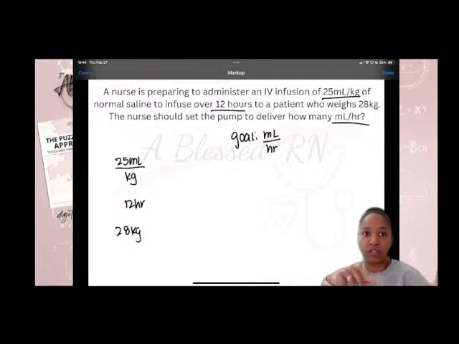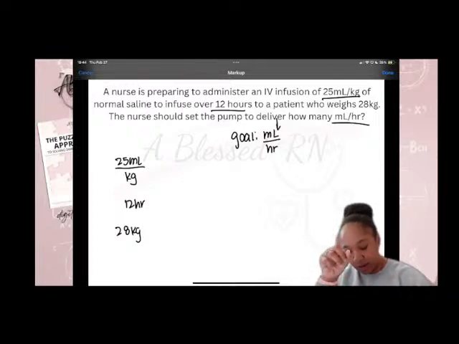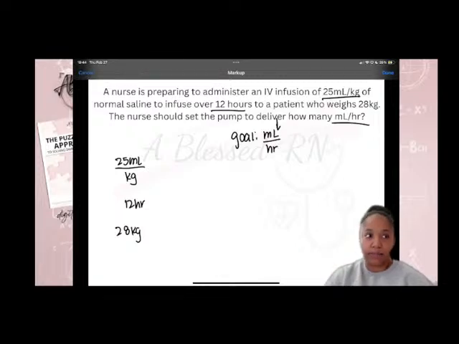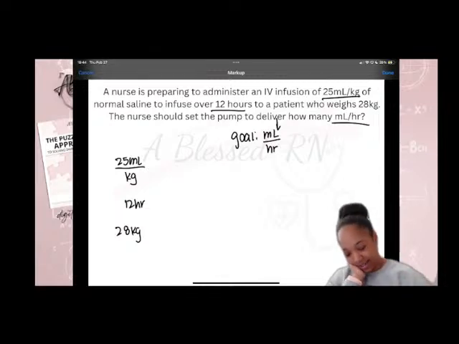So what are we going to start with if the top goal is milliliter? What are we going to start with? See if y'all are getting it. The 25 one, yeah, you got it. So 25 milliliters per kg.